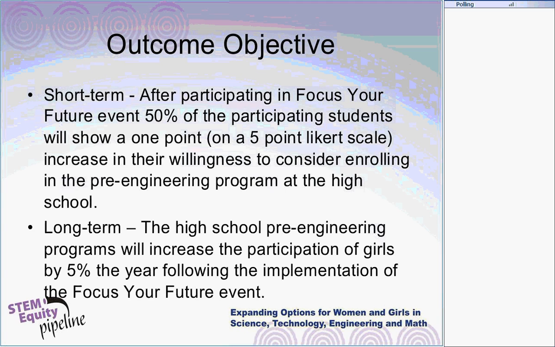The second is a more long-term outcome, and there may have been other short-term outcomes. You can have multiple ones, certainly. A long-term outcome in this case would be that the high school pre-engineering programs would increase participation of girls by 5% the year following the implementation of the very first Focus Your Future event. Of course, assuming that this event would occur multiple years.